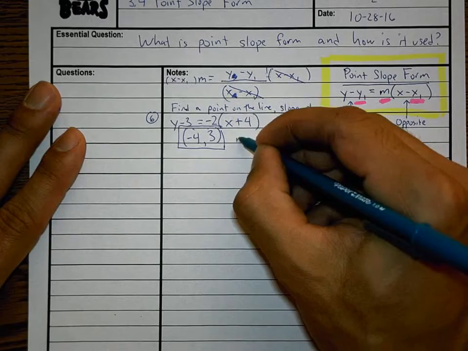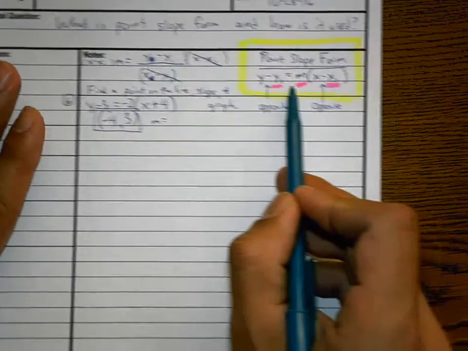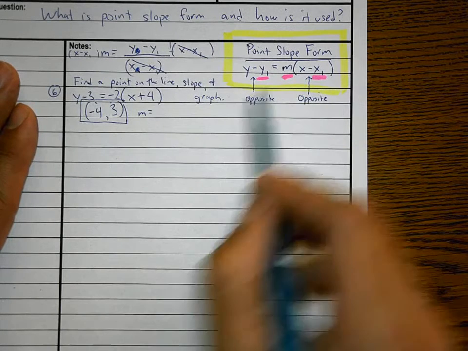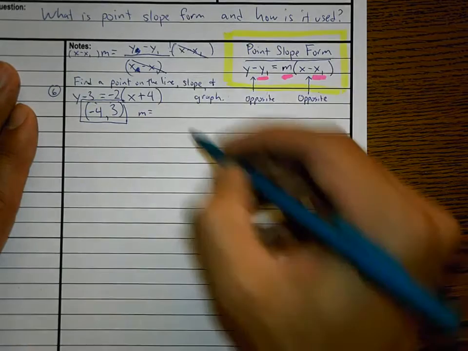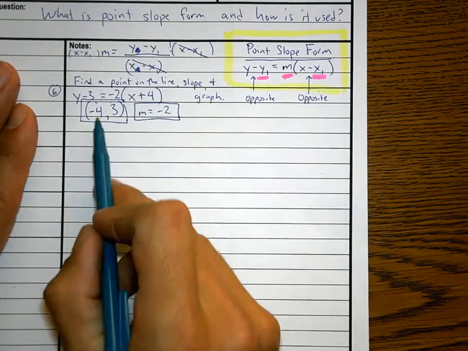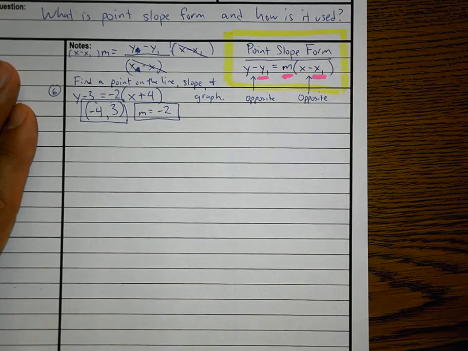Second question. Let's look at the formula. Formula's right there. M is the thing in front of the parentheses. Do you know what your slope is for this problem? You've answered the second question. Here's the point. Here's the slope. And the last thing we have to do is graph it.